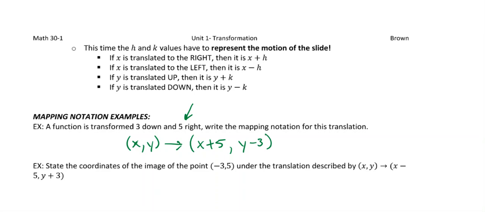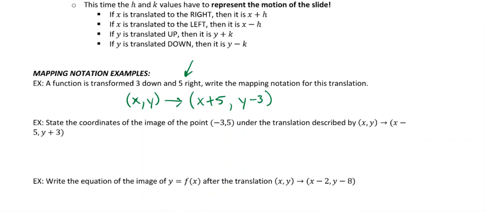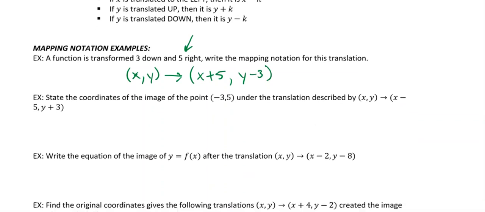Okay, and once we have this mapping notation figured out, it's kind of like a key to solve the question. No matter what point I have in the original one, I can figure out what the new point will be. These ones aren't too bad when they're nice and easy, but once we get a whole bunch of things happening, the mapping notation really makes life easier. So, state the coordinates of the image of the point -3, 5 under the translation described by that.